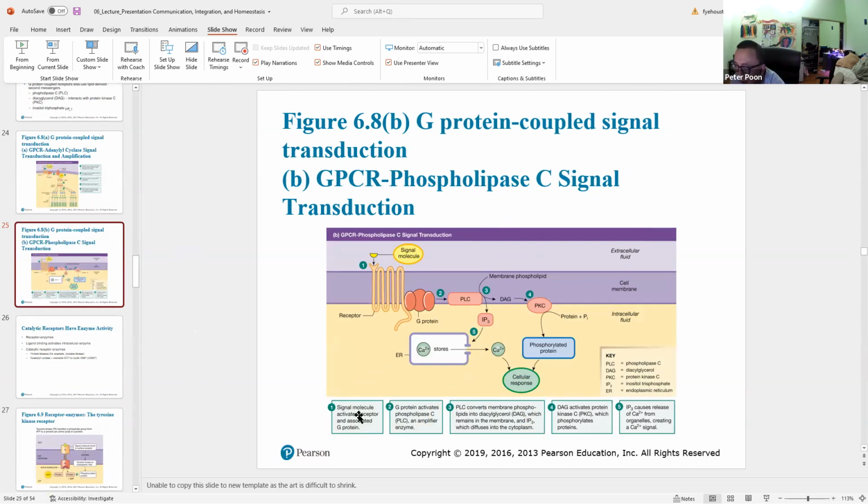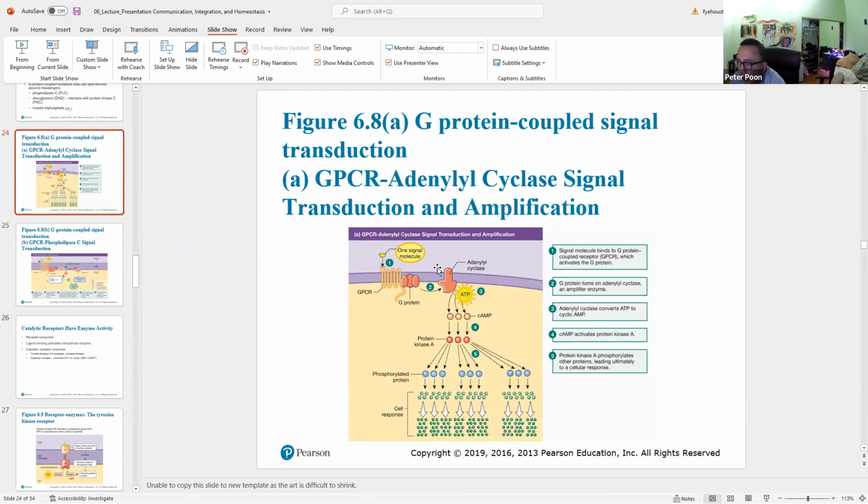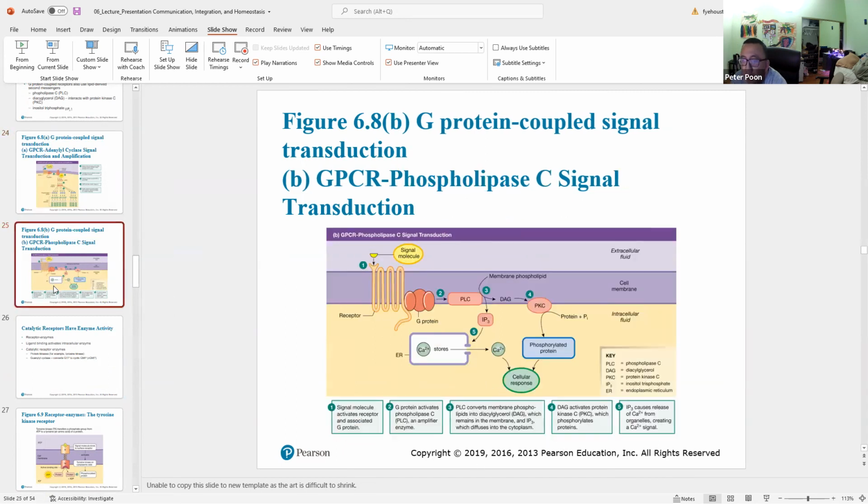So take a look. Single molecule activation of the receptor. That G protein can activate adenyl cyclase. The adenyl cyclase will make cyclic AMP, which will activate protein kinase A, which will cause a response. The other way it does it, the same thing, the G protein receptor binds the G protein.